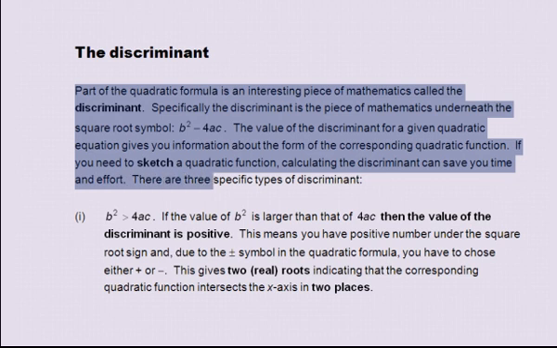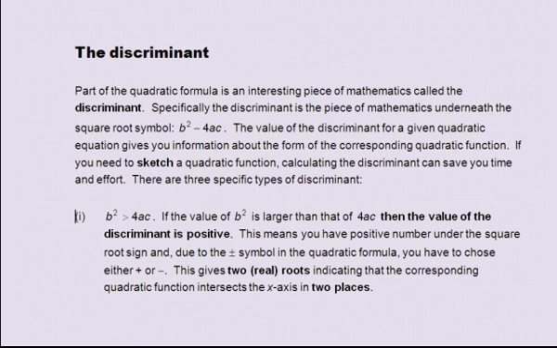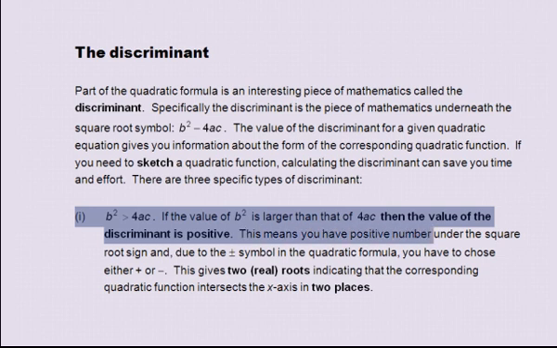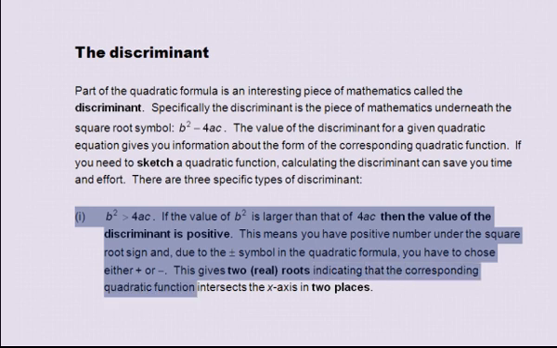There are three specific types of discriminant. 1. If b squared is greater than 4ac. If the value of b squared is larger than that of 4ac, then the value of the discriminant is positive. This means that you have a positive number under the square root sign and, due to the plus minus symbol in the quadratic formula, you have to choose either plus or minus. This gives two real roots, indicating that the corresponding quadratic function intersects the x-axis in two places.